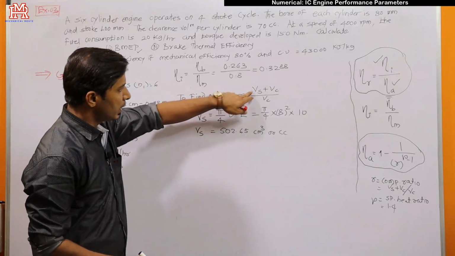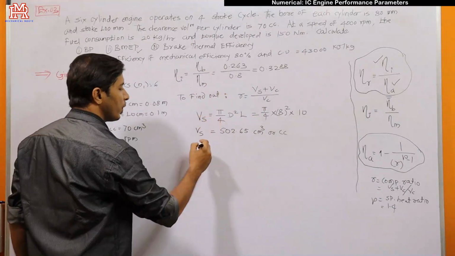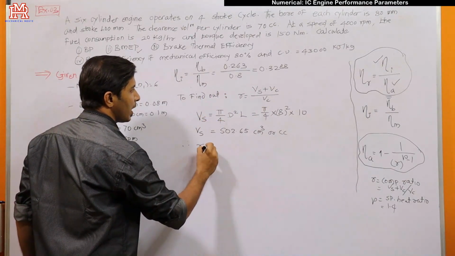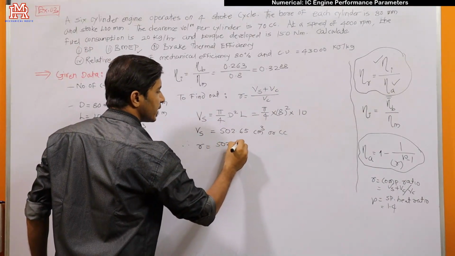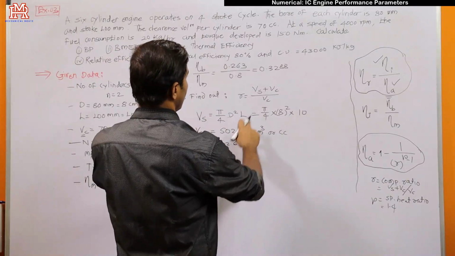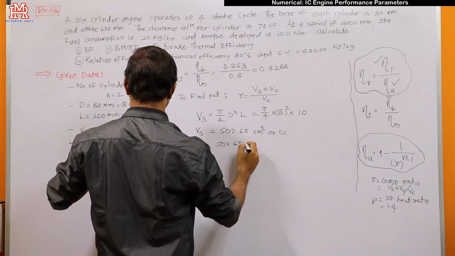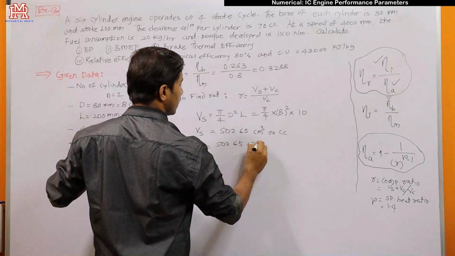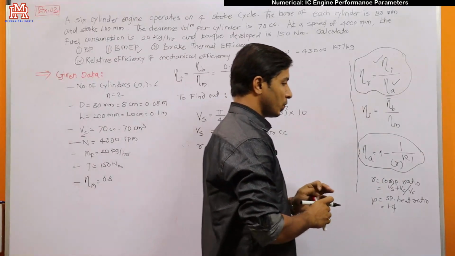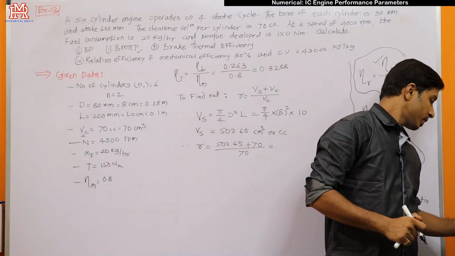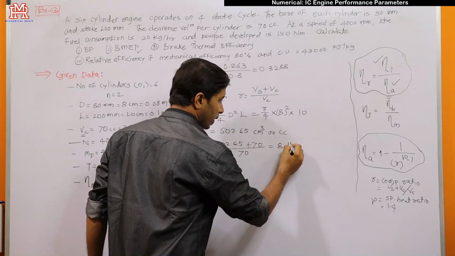Now you already have the clearance volume Vc given, so definitely you will be able to find out this r. Therefore, r is equal to Vs, which you have calculated, 502.65 cc, plus Vc, the value of Vc is given, 70 cubic centimeters, divided by 70. So you will get this compression ratio. What is the value of compression ratio? It is 8.18.